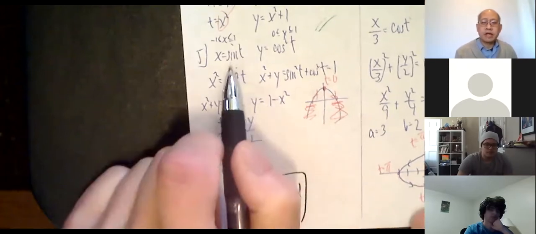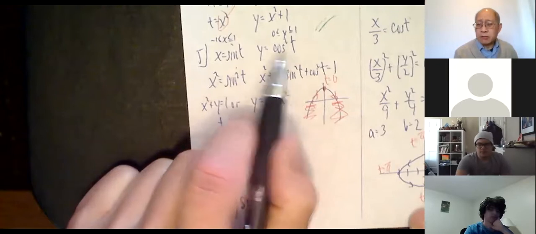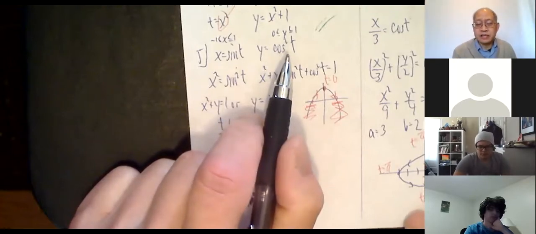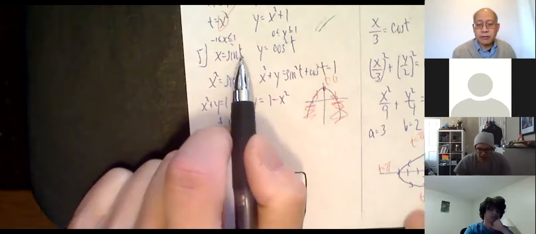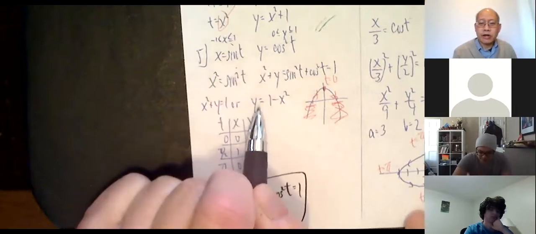Okay, so I've eliminated the parameter t. Again, what's a parameter? Parameter is t. It's basically t. Sometimes it's theta. It's another variable that x and y are based off of. So y equals 1 minus x squared.